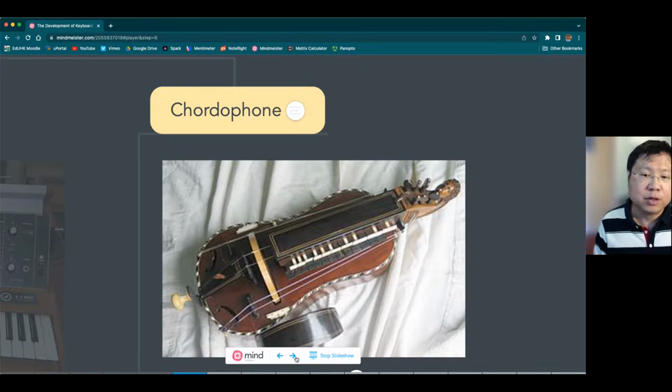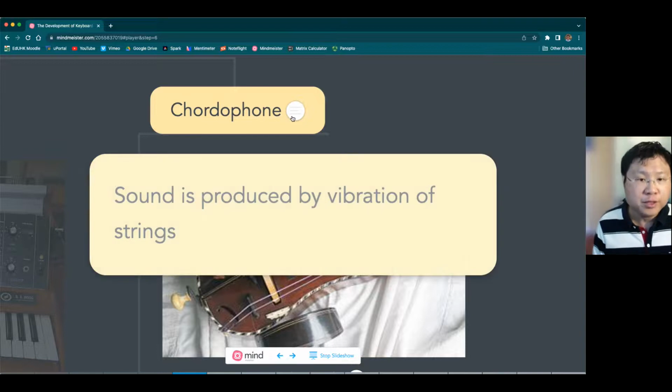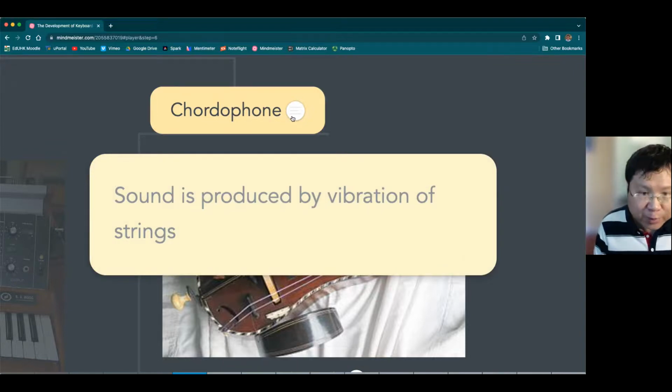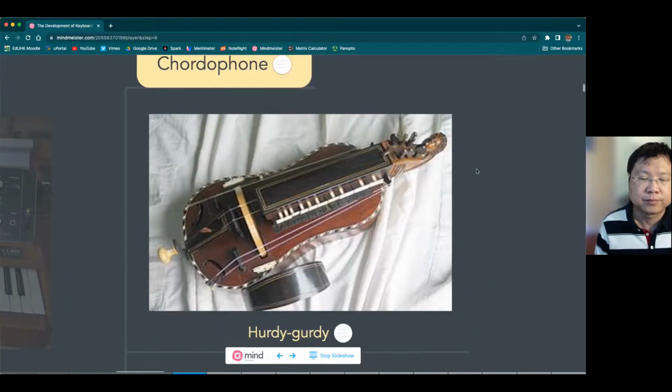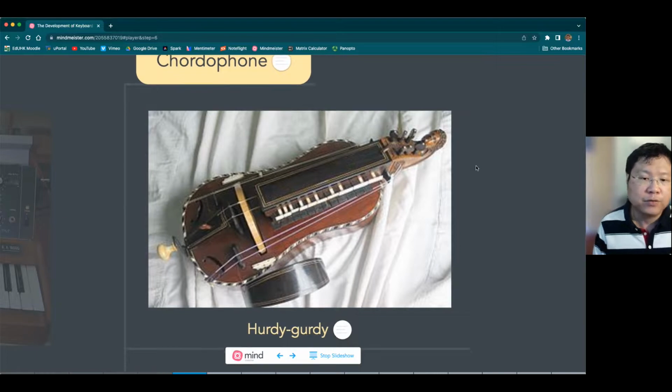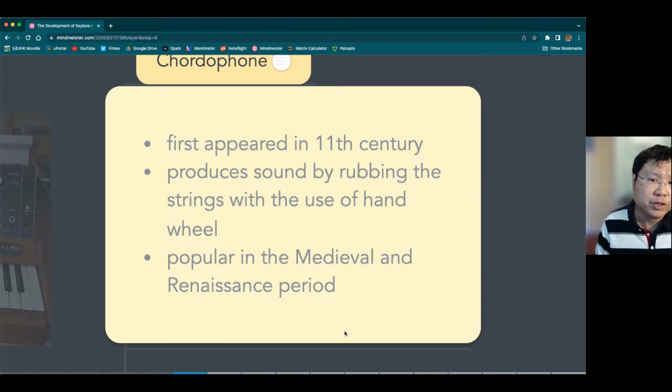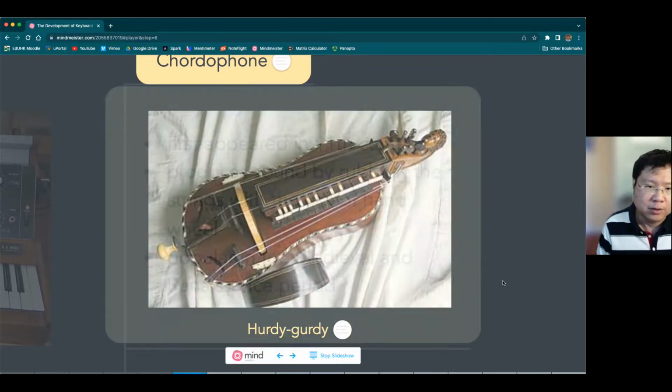Next, let's talk about the keyboard instruments that belong to the chordophone. Chordophone means the instrument sound is produced by the vibration of strings. First, the chordophone type keyboard instrument was the hurdy-gurdy. It first appeared in the 11th century, and the sound was produced by rubbing the strings with the use of a handwheel. It was popular in the Renaissance period.